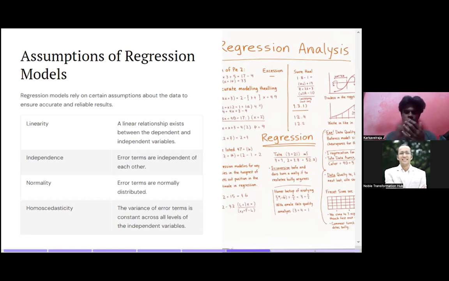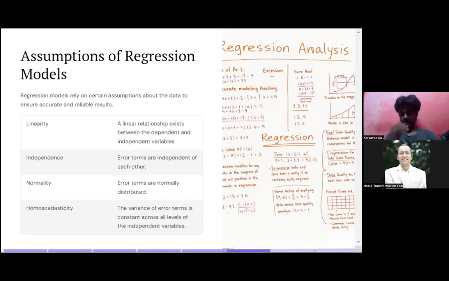Only when the data set possesses these assumptions can we apply the linear regression model or regression model. Otherwise, we cannot do that. These are the major things that we need to have in order to apply regression analysis onto it. Yes sir, over to you.